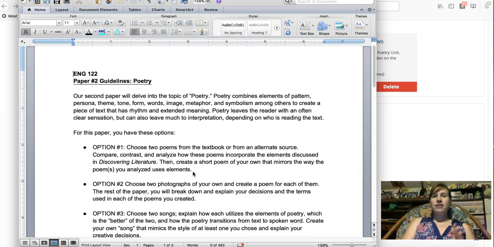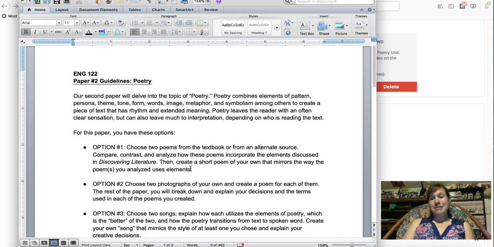But if you can just keep your mind open, keep it open to experimenting, to new ways of analysis, I think you'll enjoy this paper. So, option 1, you can choose 2 poems from our textbook or from an alternate source. So if you don't like any of the poems in our textbook, but let's say you have a book of poetry at home, or you find a book in the library, or your friend has a book of poetry, and you want to take poems from that, I am totally fine with that.